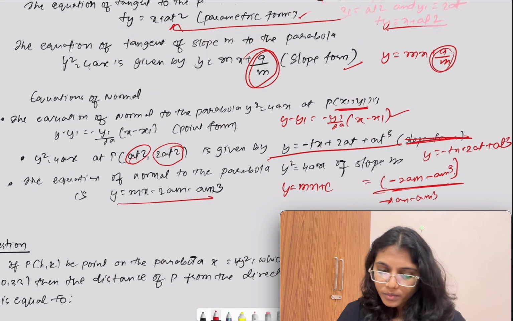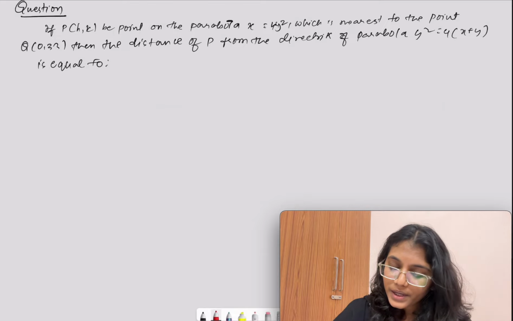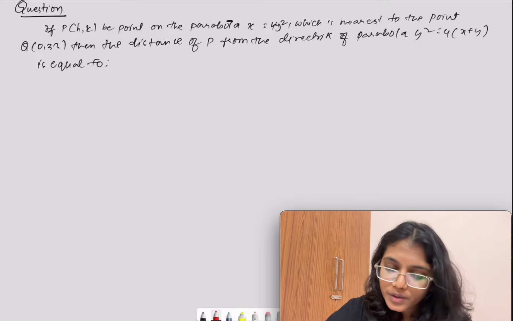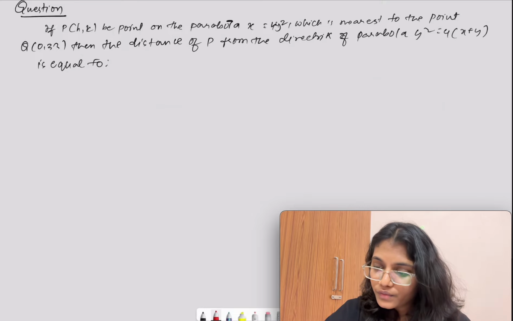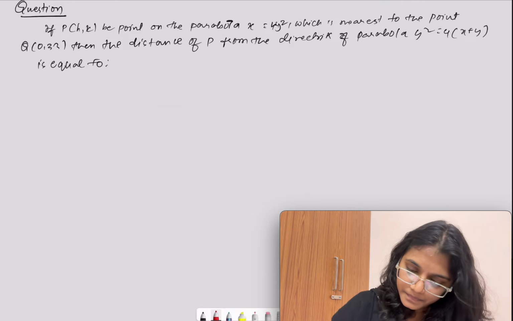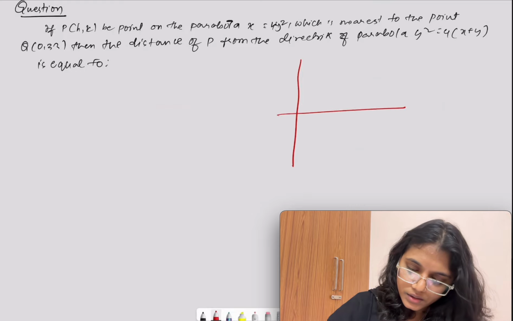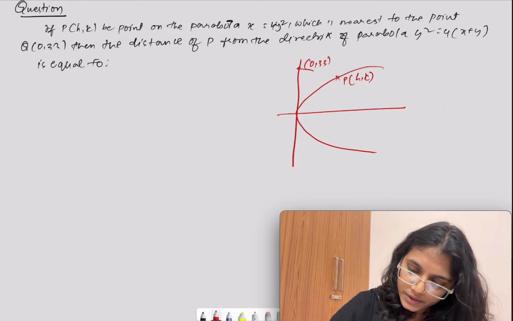And now let us solve a problem. So let us read the question. If h comma k be the point on the parabola x is equal to 4y squared, which is nearest to the point Q 0 comma 33, then the distance of P from the directrix of parabola y squared is equal to 4 into x plus y is equal to. So first let's draw the diagram. This will be the parabola, and this is the point 0 comma 33, and somewhere here we'll put point P as h comma k. So this will be the shortest distance.